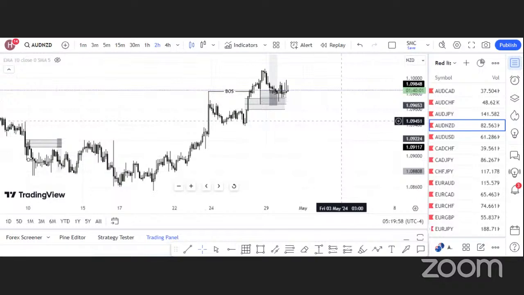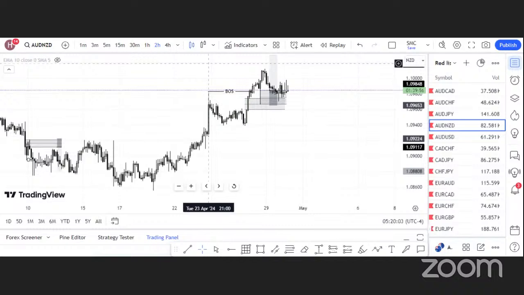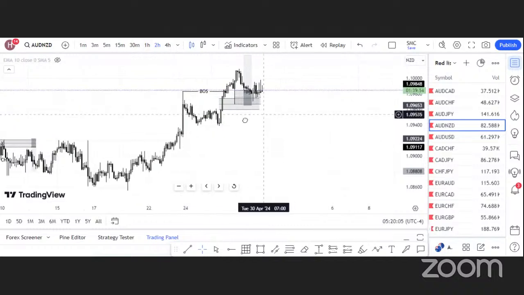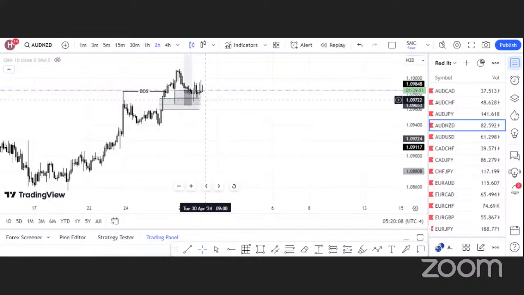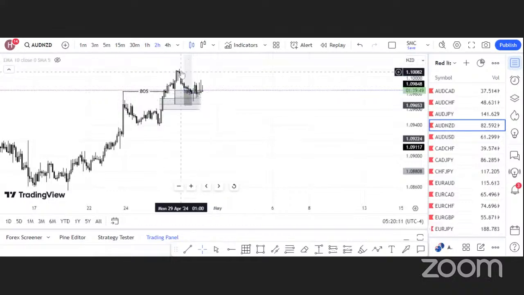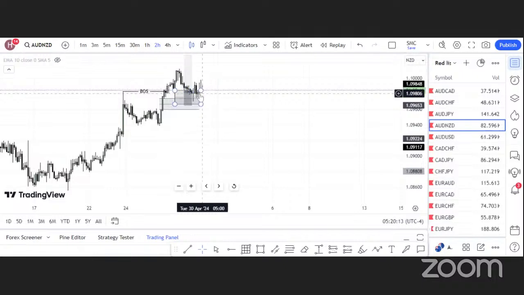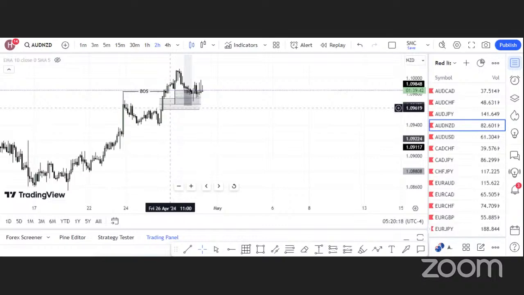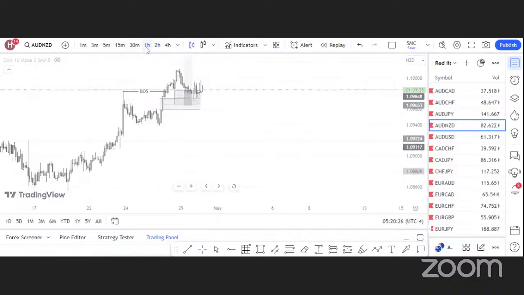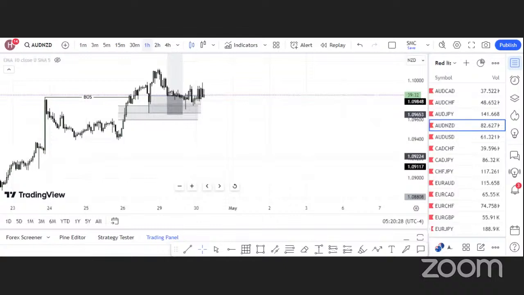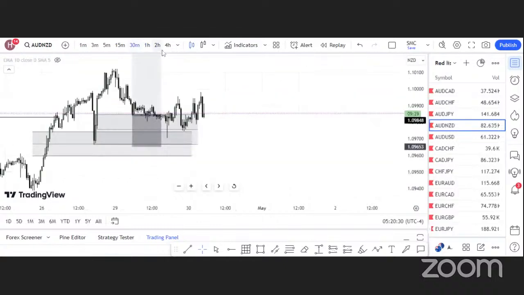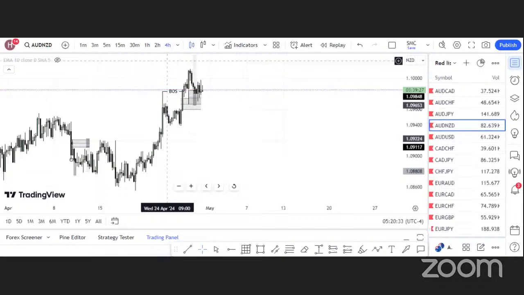So we've moved down to AUD NZD, and on AUD NZD 2 hour time frame, the market is still trying to move past this level. Okay, so the market had previously come down to this level yesterday, retesting the 50% of this fair value gap. All right. So I think this is a 1 hour fair value gap. No, it's not a 1 hour fair value gap. Okay, I think it's a 4 hour. Yes, it's a 4 hour fair value gap.